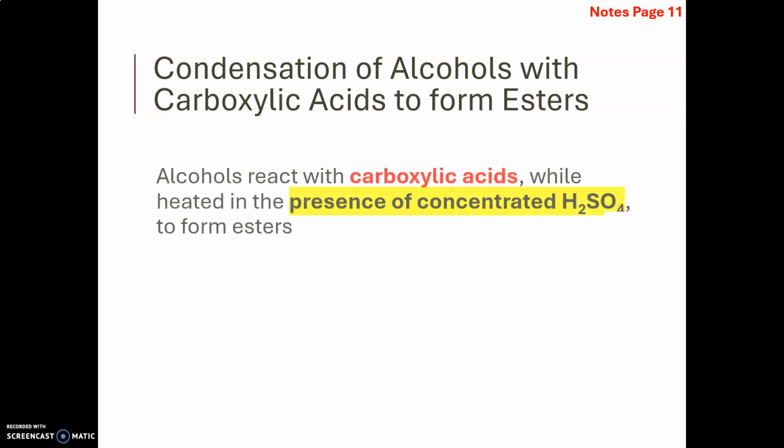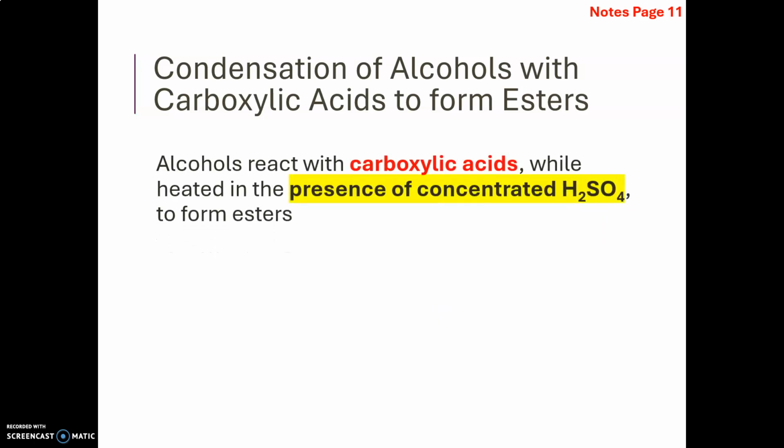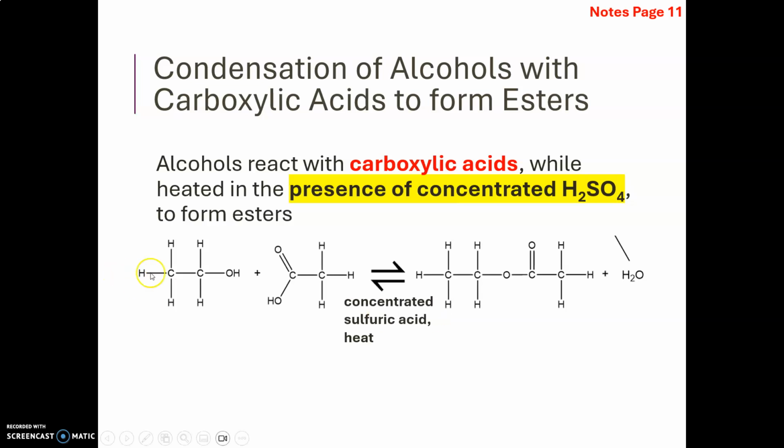So the first way we can react with alcohols to form esters is by reacting the alcohol with a carboxylic acid. This reaction requires heating in the presence of concentrated sulfuric acid. So for example, you can see here, I have ethanol reacting with ethanoic acid in the presence of heating with concentrated sulfuric acid to form the ester known as ethyl ethanoate and water.